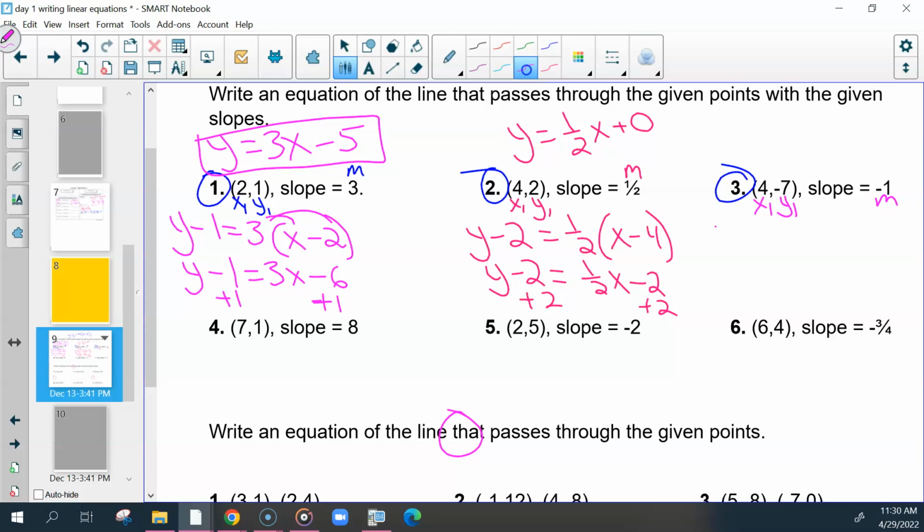We have y minus negative 7 equals -1 times x minus 4. And we would need to make these two negatives a plus. I'm going to do that at the same time I distribute. And then get rid of the 7 by subtracting on both sides. If you don't change this to a plus, it's going to throw everything off. Do that.